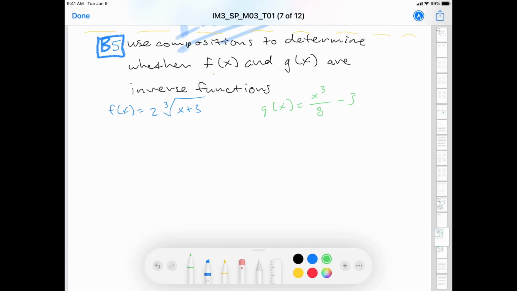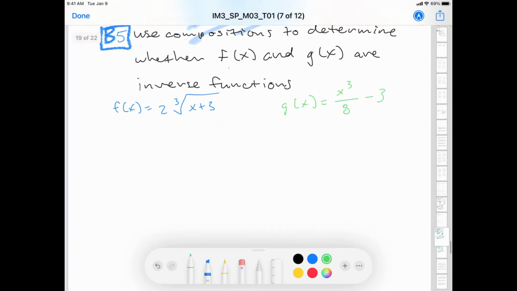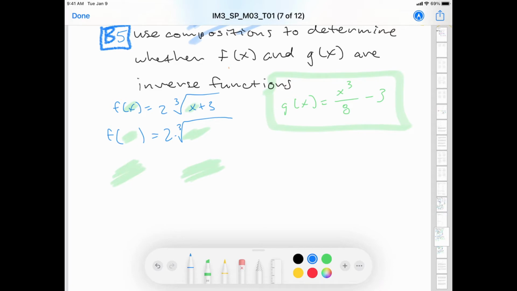Alright, B5, compositions: determine whether f of x and g of x are inverses of the functions. Let's take this one, g of x, and we're going to write that for every x value. And you're kind of doing that twice, so I'm going to give more space. So f: 2 times the cube root of g of x plus 3. Whoops, we weren't supposed to write that part.